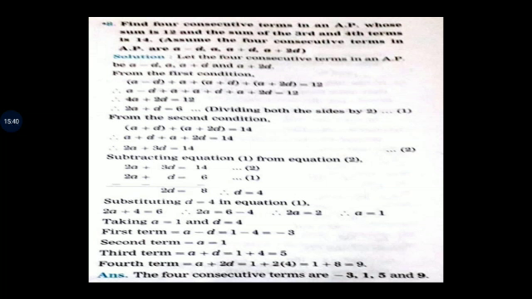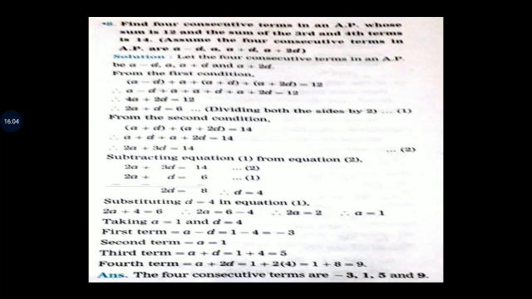Now see the next question. The next question here on your screen is: find 4 consecutive terms in an AP whose sum is 12 and the sum of the third and fourth term is 14. So again you have to make use of the same type of formula, and see, 4 consecutive terms have been asked. So 4 consecutive terms will be A minus D, A plus D and A plus 2D.